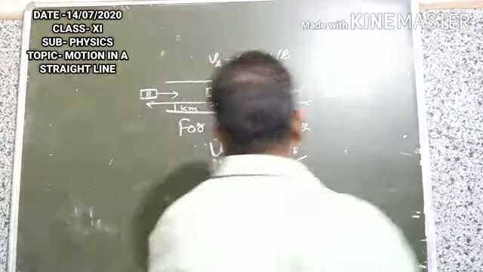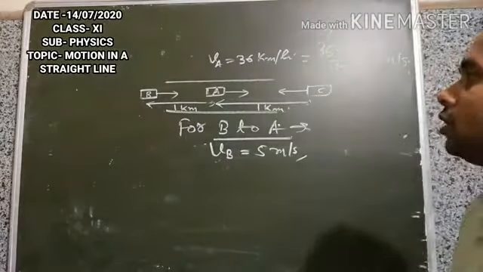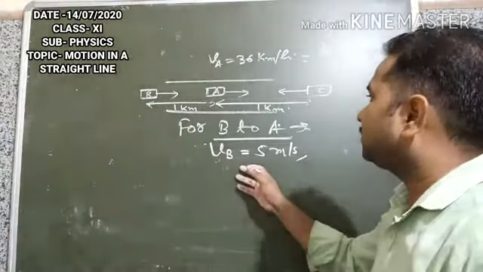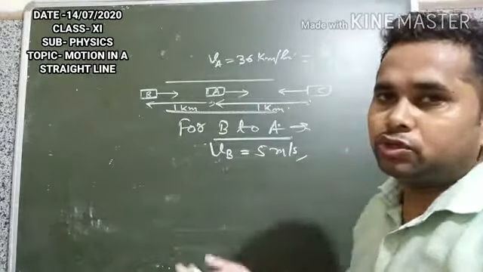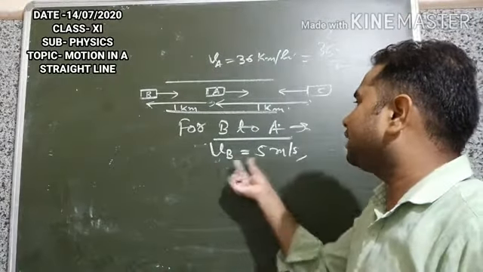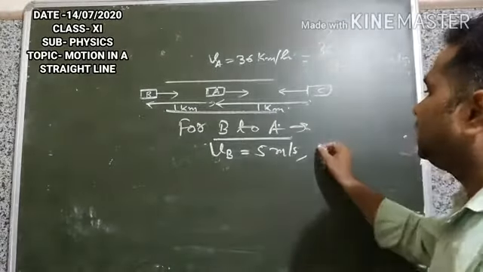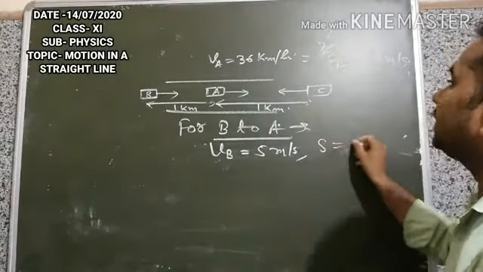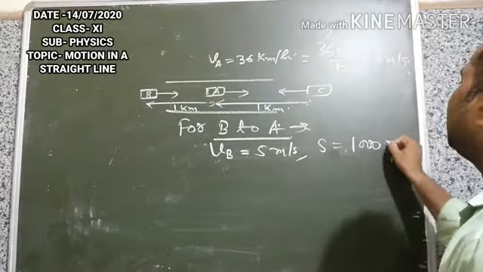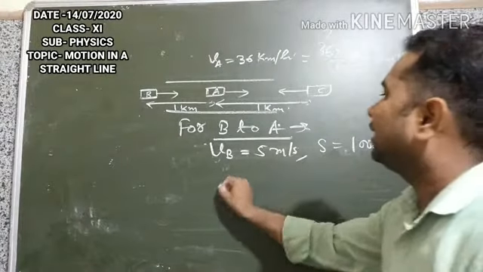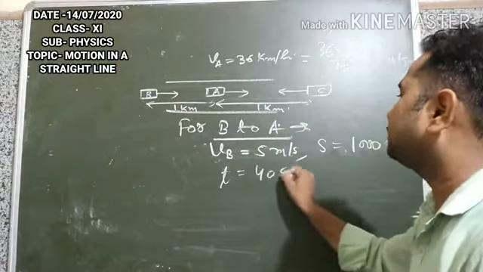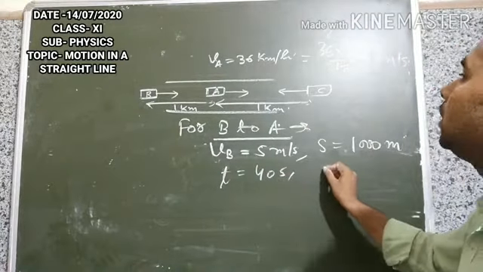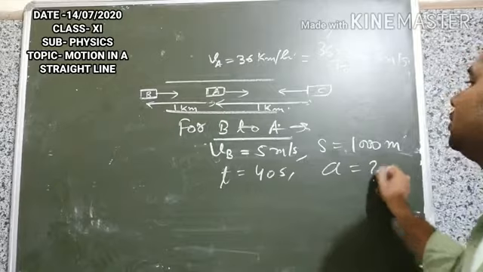Why have we taken it as the initial velocity of B? Because after this instant B accelerates, so the velocity will change, but for the initial time it is 5 meter per second. Distance, you know the distance here, that is 1000 meter. 1 kilometer means 1000 meter. The time in which we have to cross this distance is 40 seconds. And now we have to find the acceleration here.